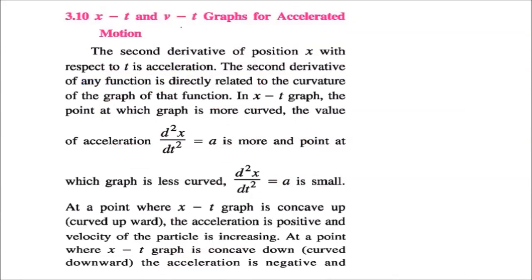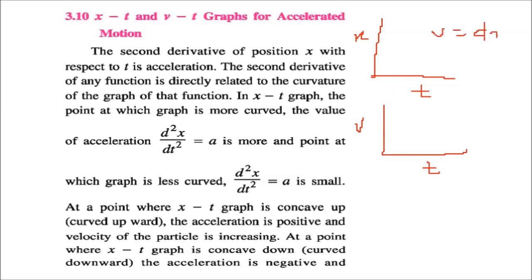xt graph, vt graph. These are the graphs for accelerated motion. So xt means x on the y-axis and t on the x-axis. Similarly, when we talk about the vt graph, that means velocity on the y-axis and time on the x-axis. dx by dt is v. We know that v is dx by dt.